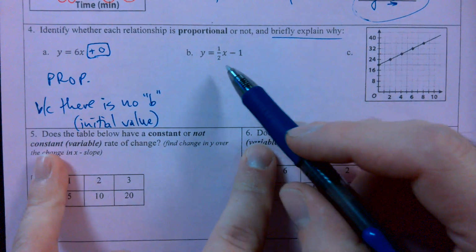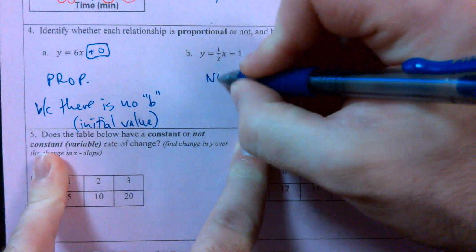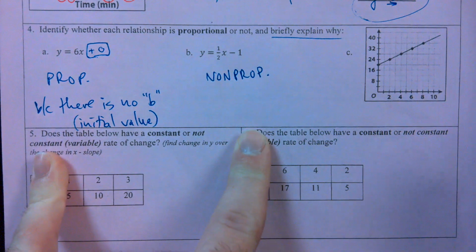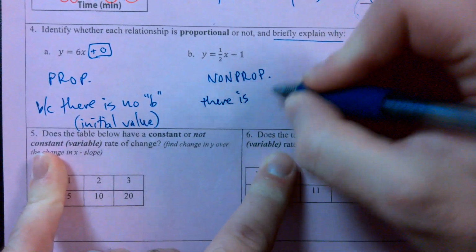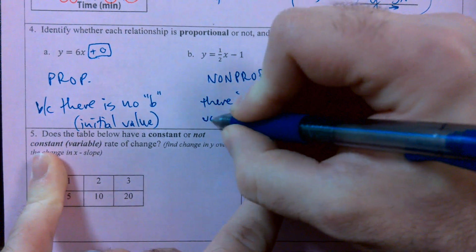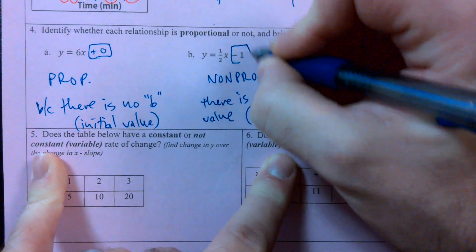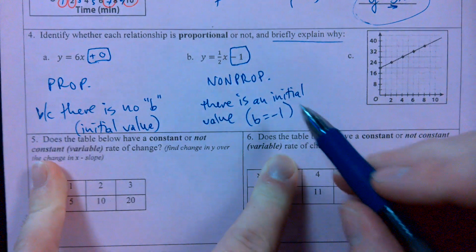Okay. For b, is b proportional or non-proportional? Non-proportional. What would be my explanation as to why this is non-proportional, Jawad? There is an initial value. Great job. You said what, Zach? And it doesn't go through the origin. Here's my initial value. It's the number hanging off on the end with no x behind it, right?